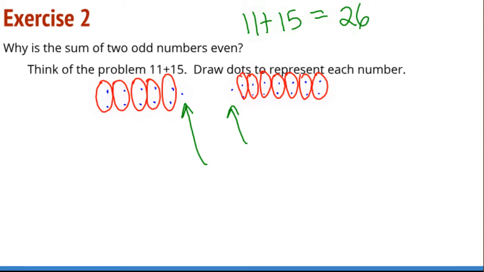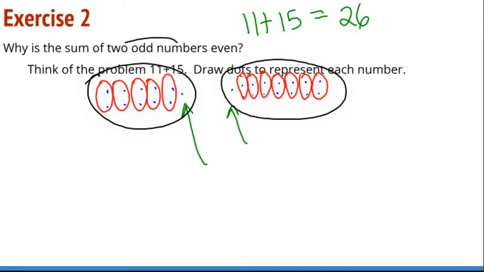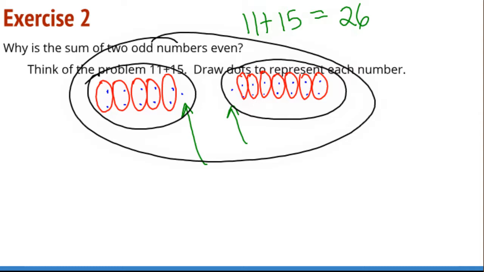When I have 11 and when I have 15, and when I combine them, my two leftover dots can be paired off with each other to make one more group of 2. So with the 11 plus 15, it's kind of like I'm adding the 10 and a 14, because the 11 is 10 plus 1, and the 15 is 14 plus 1.